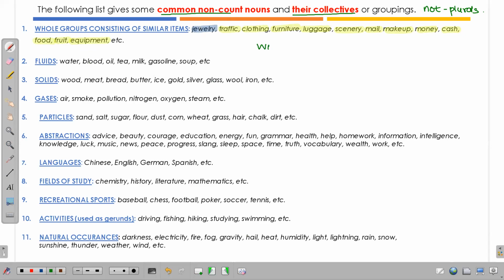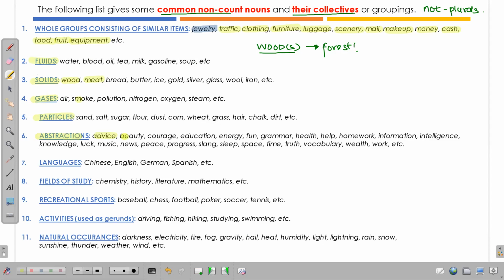For example, wood. Now wood doesn't have woods, but woods is used as a noun to denote forest, not the material. So understand, English is a very flexible language, a vast language. Here flexibility exists. So just learn the fluids that do not have plurals, and they are therefore restrictively taken as singular. Solids like wood, I said, right? Meat will be uncountable, right? Gases like air, smoke, pollution, nitrogen, and any gas for that matter. Particles will not have a plural.